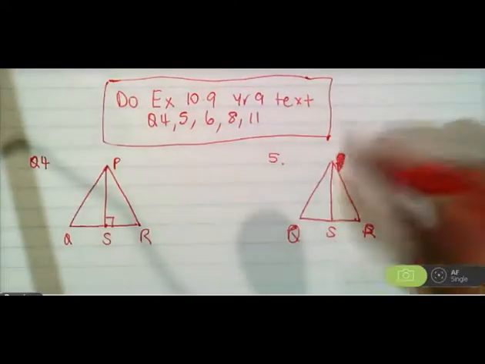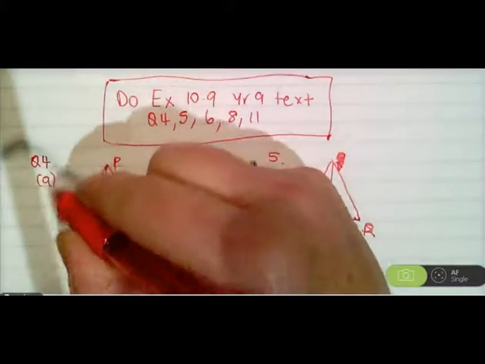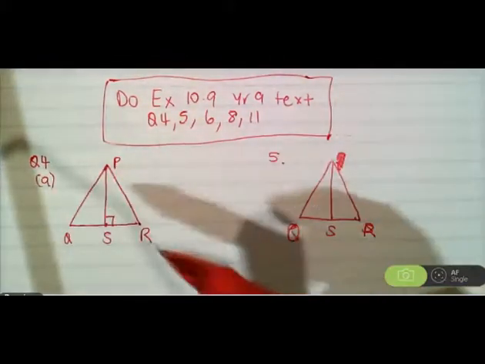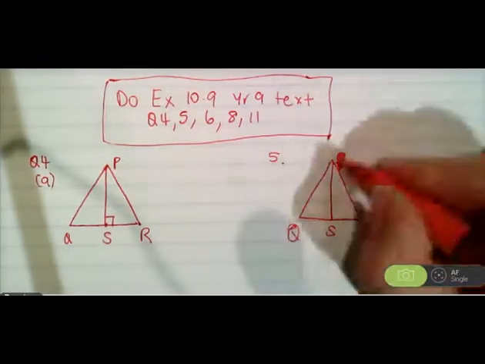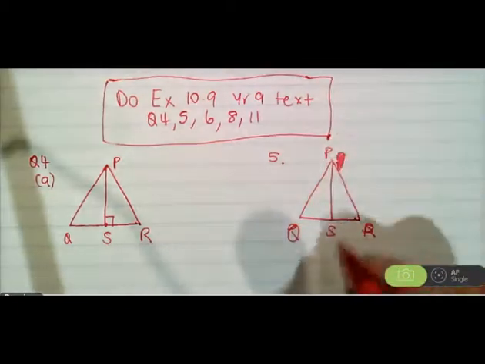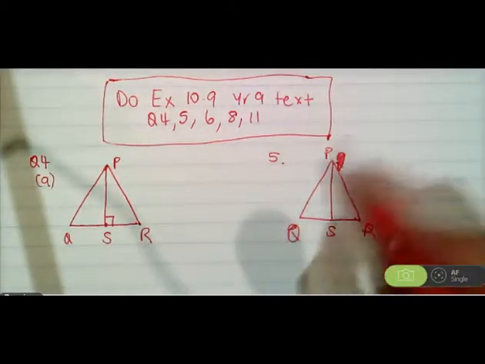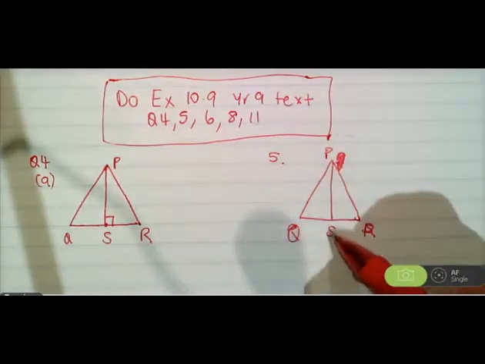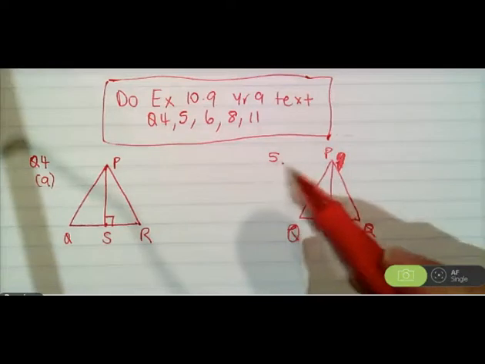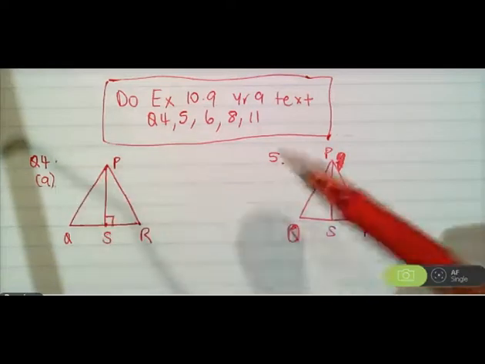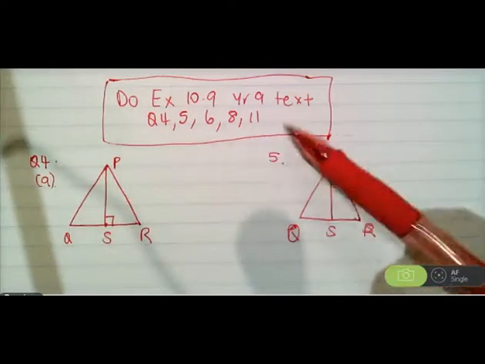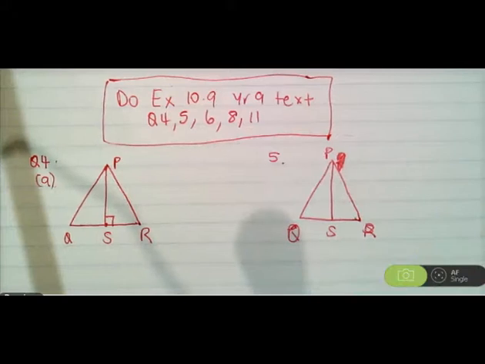Okay, I've just got some diagrams here. This is the diagram for question 4A. And over here, where we've got triangle PQR and S lies on QR, this is the diagram for question 5. So I would just do question 4A, question 5, and then questions 6, 8 and 11 from the Year 9 text.